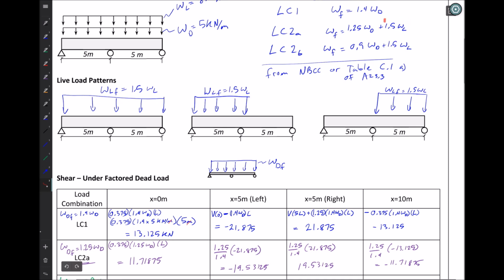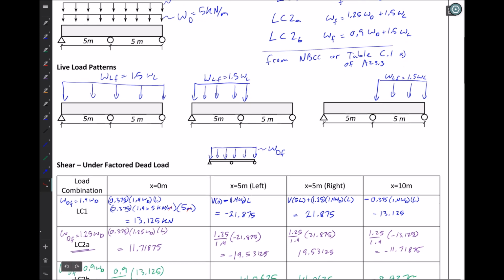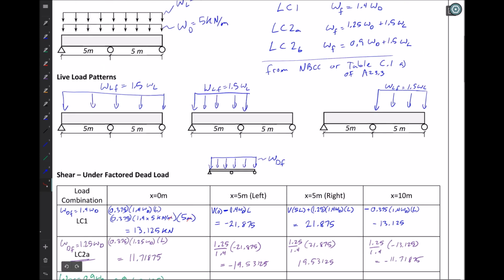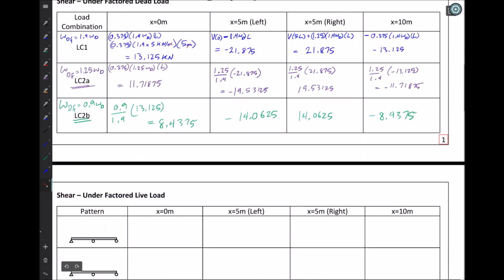So now I have to consider, what if the WL is distributed over the full two spans, over only the left span, or only the right span? So I'm going to set myself up a little table to consider the magnitudes of shear at those critical locations for each of these three cases. And we'll note that unlike the dead load, where we have different 1.4, 1.25, and 0.9 factors, here all of the load factors are 1.5 for both load combinations, so I don't need to go through that scaling process.